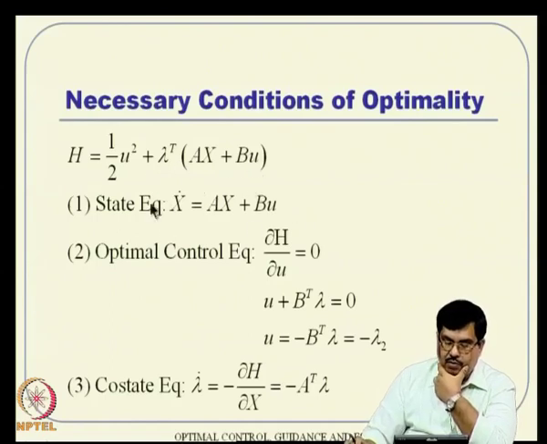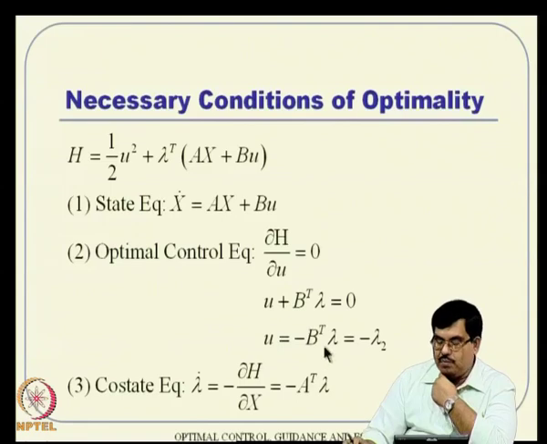So, the state equation we already know, the co-state equation is lambda dot is minus del H by del x. So, if you see that, minus del H by del x from here is nothing but minus A transpose lambda, only this term. And the optimal control condition is del H by del u equal to 0, and del H by del u equal to 0 means del H by del u is nothing but u, coming from here, plus one more term B transpose lambda coming from here.